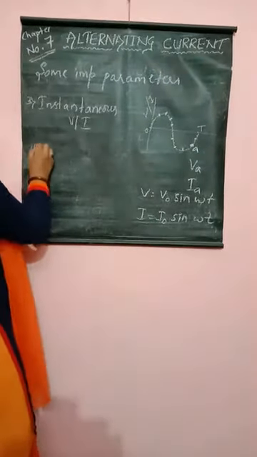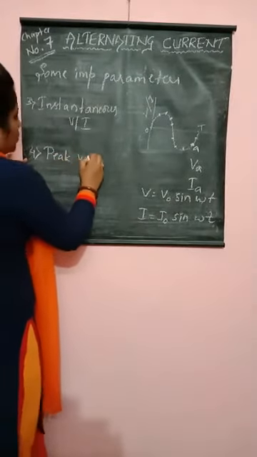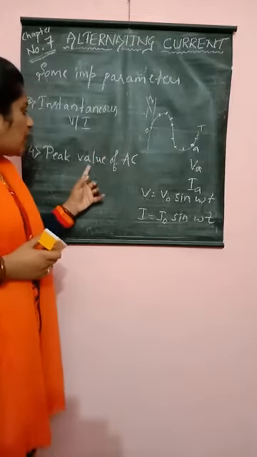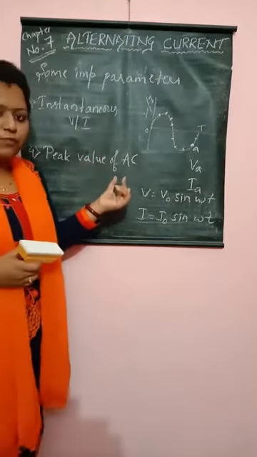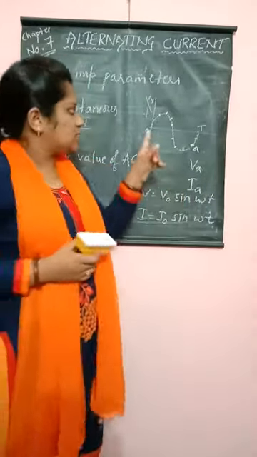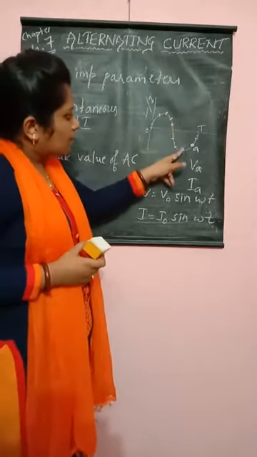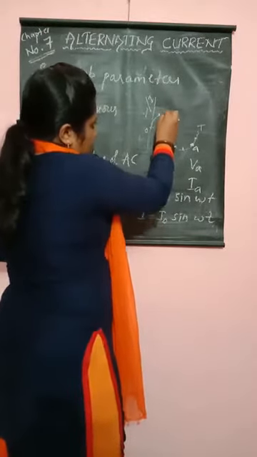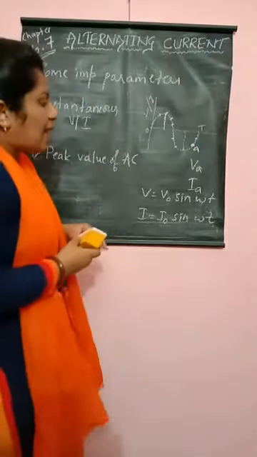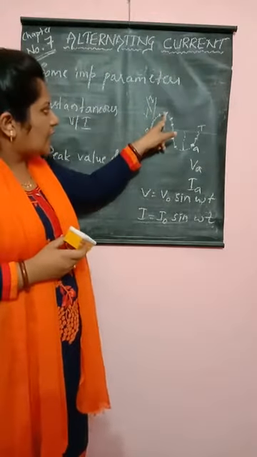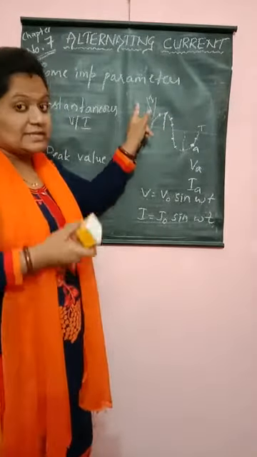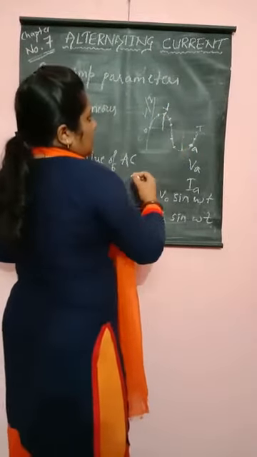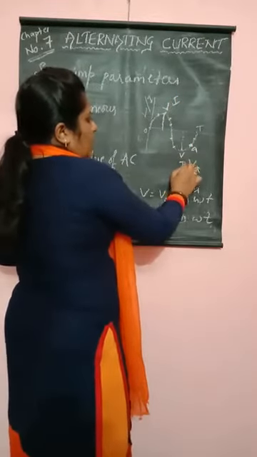The next point is the peak value of AC. So this is the instantaneous value of AC, and this is the peak value of AC. This is the value of alternating current or alternating voltage at maximum level, at the peaks. When you consider this half cycle, this will be the peak, and here this will be the peak. So the maximum value of alternating current or voltage at either half cycle. Here also you can say V is the peak value, or I is the peak value.